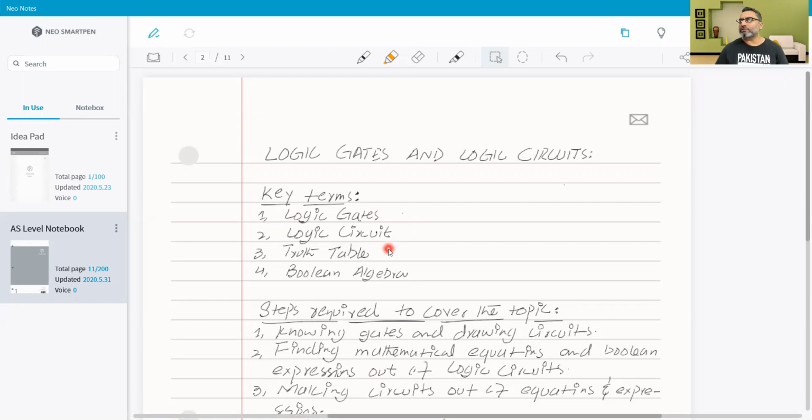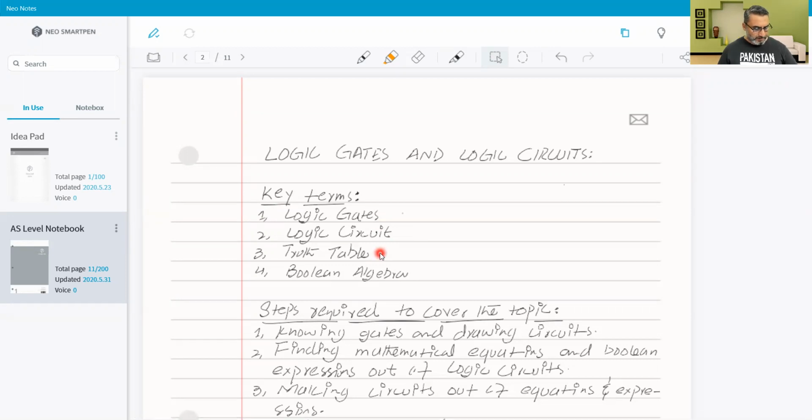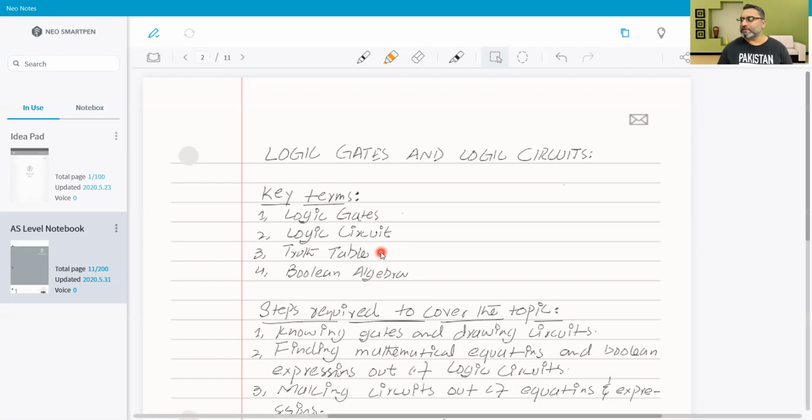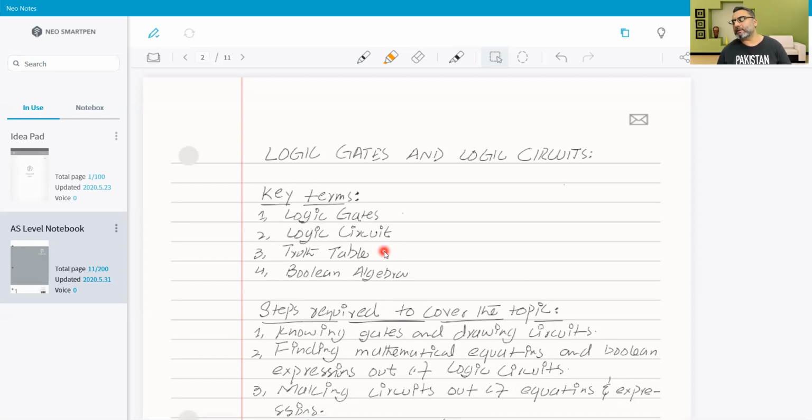Then we have truth tables. It is a method of checking the output from a logic circuit. They use all the possible binary input combinations depending on the number of inputs. For example, 2 inputs have 4 possible binary combinations and 3 have 8. By saying 8, I mean from 0 to 7, and by saying 4, I mean from 0 to 3.